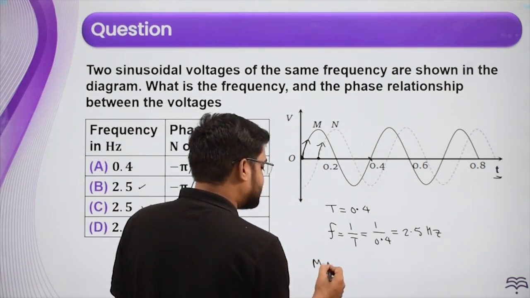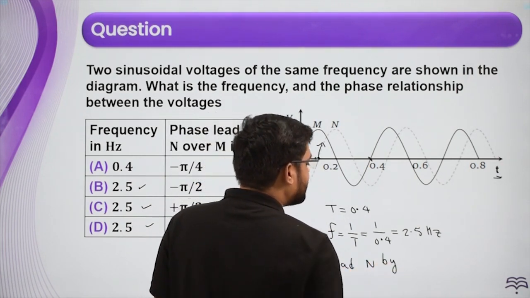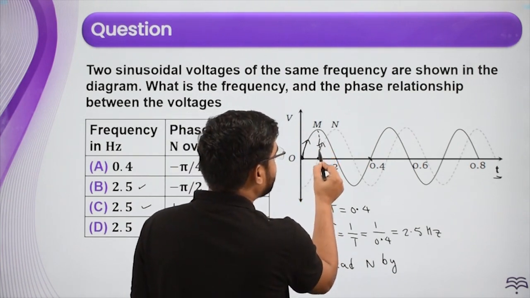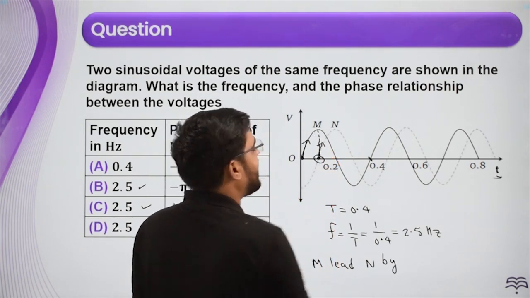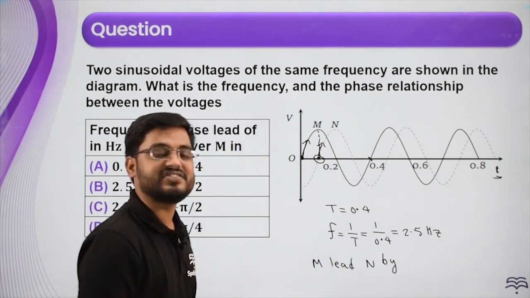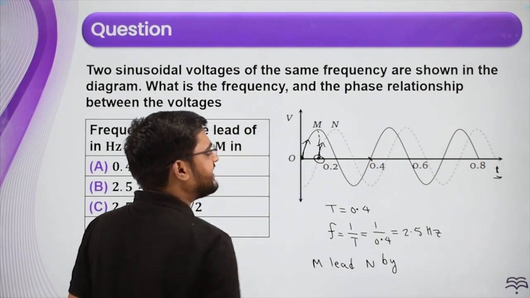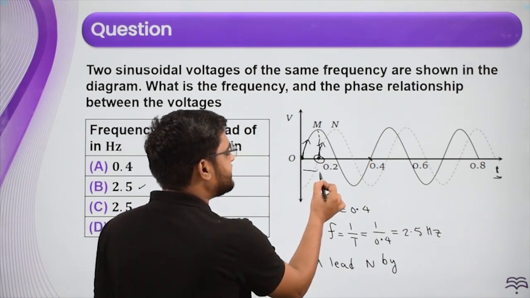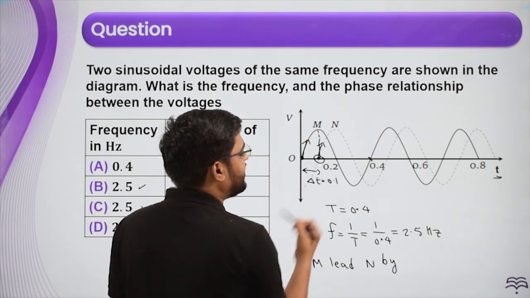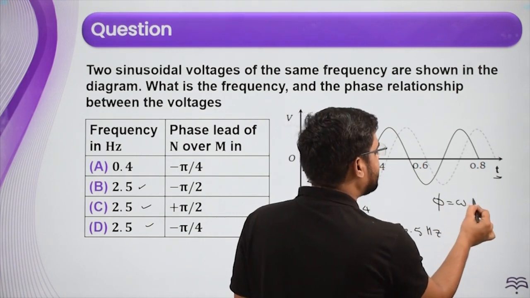So I am just writing that m leads n by how much? Here if you see, the peak of m is coming, and that's where n is starting. So the total phase is written as 360 degrees. Or let us just say the time gap, delta t, or the time difference, is basically 0.1, and the phase difference is found to be omega delta t.